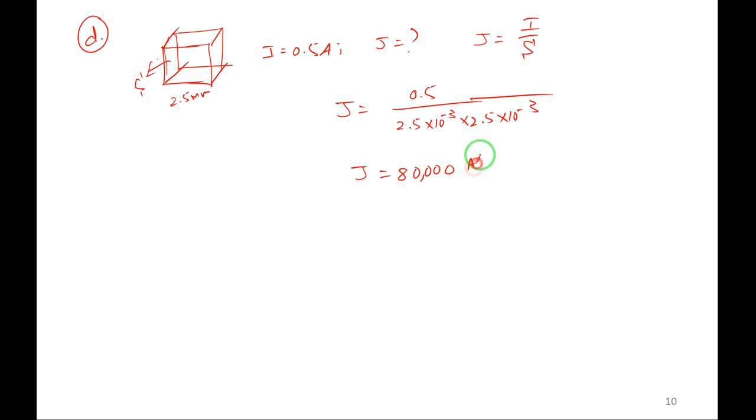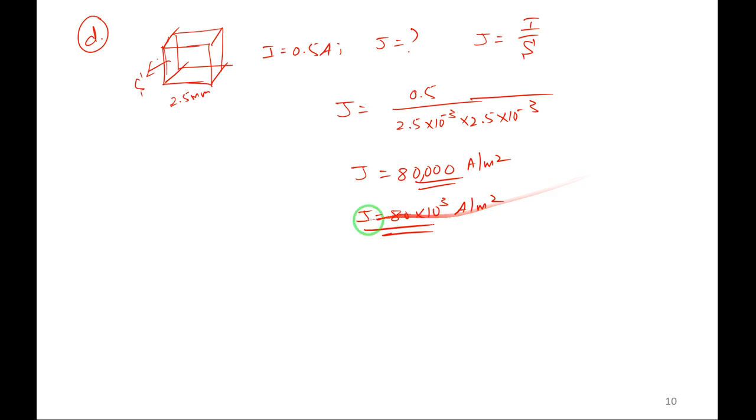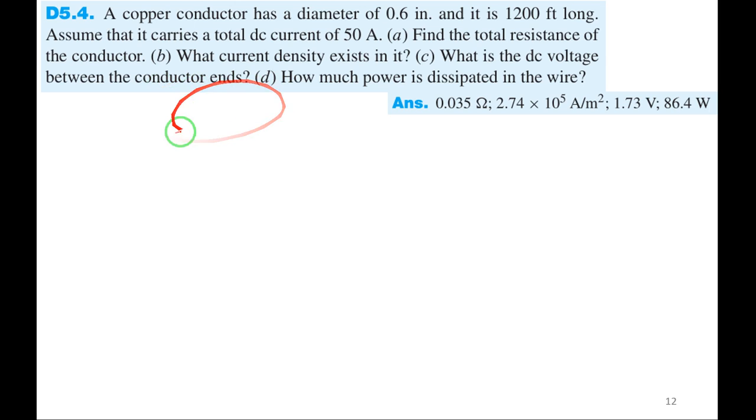amp per meter square. So we'll express it in terms of 80 kilo. J is equal to 80 into 10 power 3 amps per meter square. Let me check it. Yes, 80 kilo. Kilo means 10 power 3. Okay, the next problem. Still we can solve one more problem, I think. Okay, this will be the last problem of today's class.